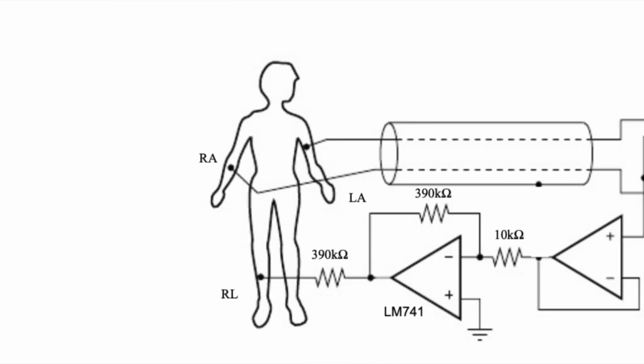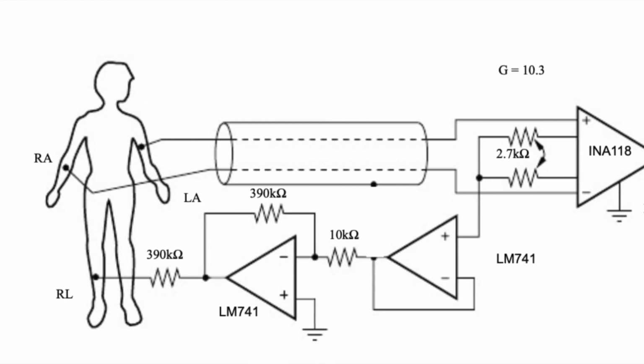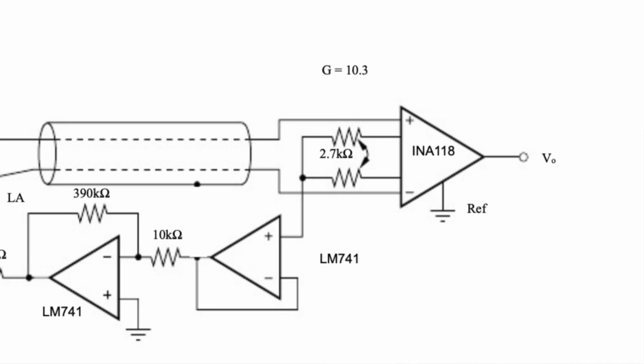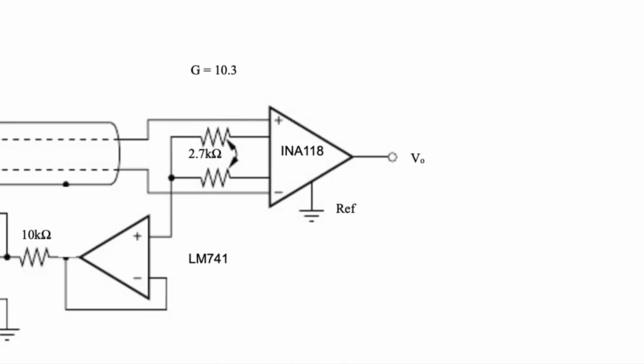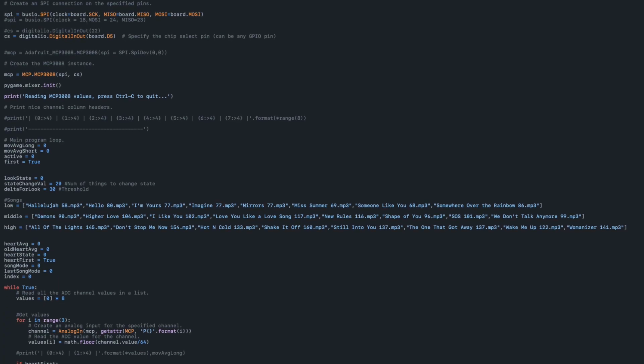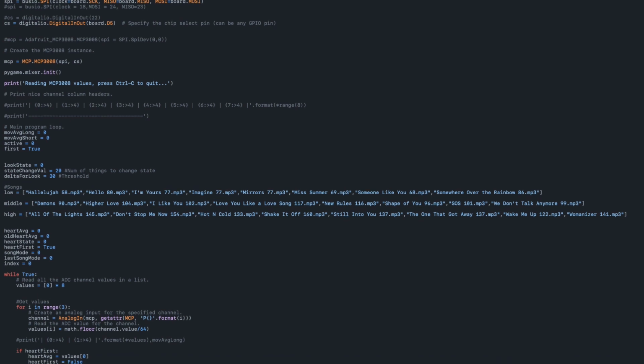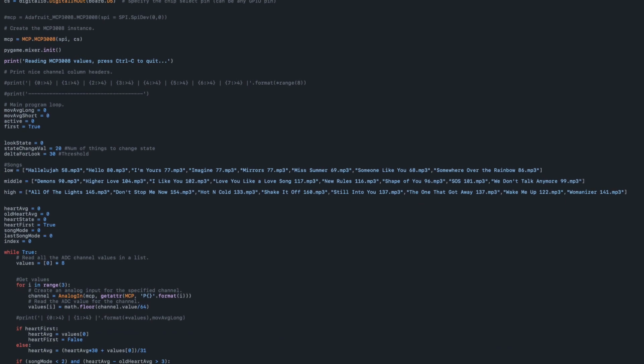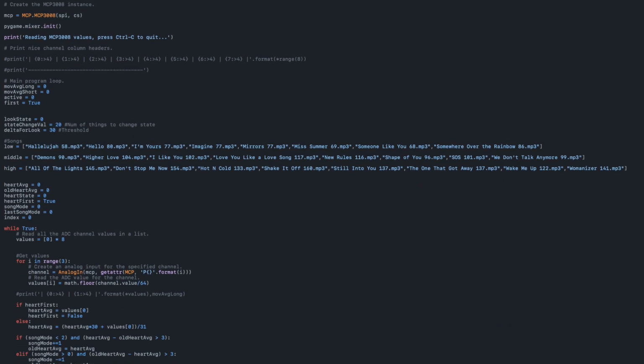But that's not all. Let's talk about the heart rate tracker. We created a circuit to amplify the EKG signal of our user using a technique developed by Willem Einthoven in the early 20th century. We read in the data similar to before, but this time calculated a heart rate value. We then used that to change the song being played.